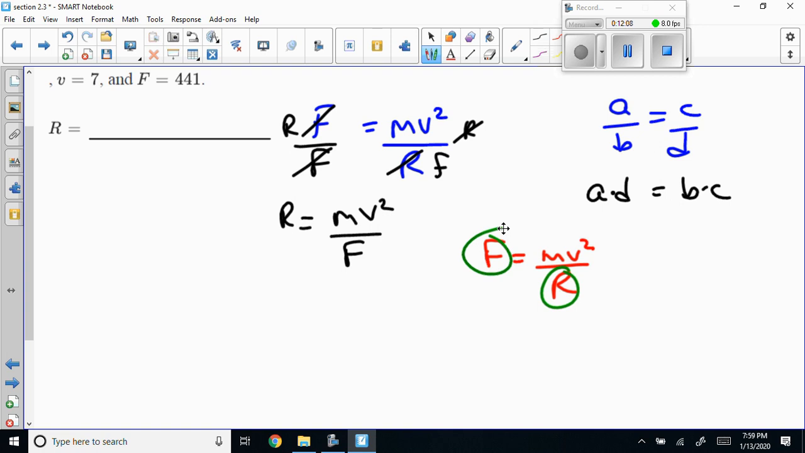Y'all with me? It works like that 100% of the time. But you have to take everything on the diagonals and switch them, right? Does that make sense? So when I switch this, the equation really is R equals mv squared over F, right? Now I can go plug this stuff in and solve for it, correct? Does that make a little bit more sense?